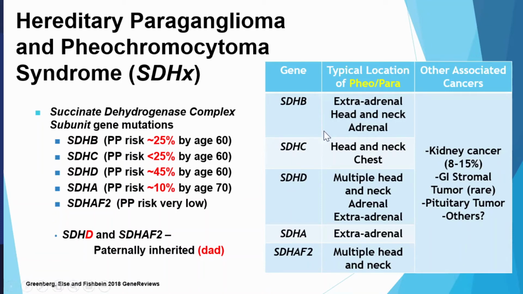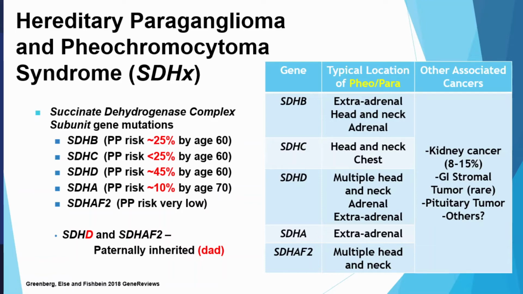which gene is affected. With SDHB, the risk of developing a Pheo Para is about 25% by age 60. And that's compared to, say, SDHD, where the risk of developing Pheo Para is about 45% by age 60. And both of those contrast SDHA, where the risk is quite low of developing a Pheo Para. It's 10% by age 70. So for the person who asked the question of what's the risk for my child, it really depends on which gene that person may have.